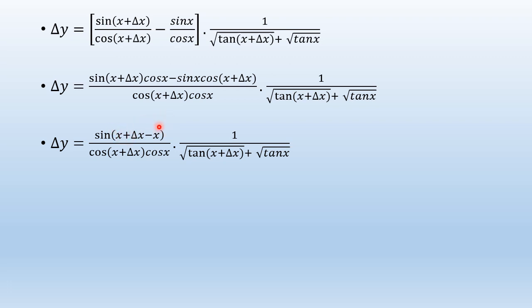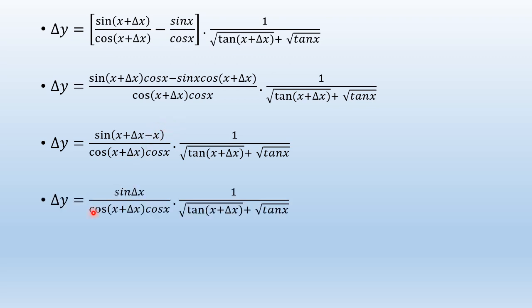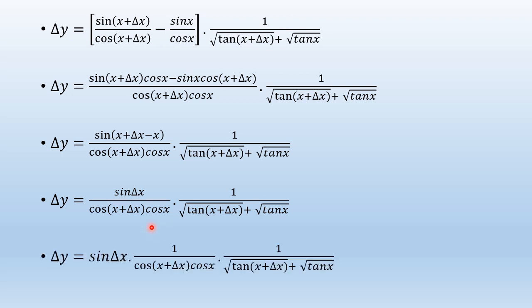Then this x and x got cancelled and our result takes the shape. Del y is equal to sine del x by cos x plus del x into cos x into 1 by under root tan x plus del x plus under root tan x. You can see this term has not changed. It is just going on like that. Okay. Now what is our next step? We are going to divide both the sides by del x. And before that, I have separated all these three terms. I have separated sine del x, and then I have written this term, and then I have written this term.